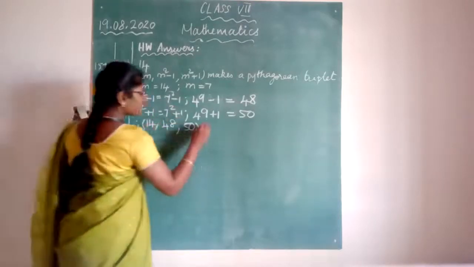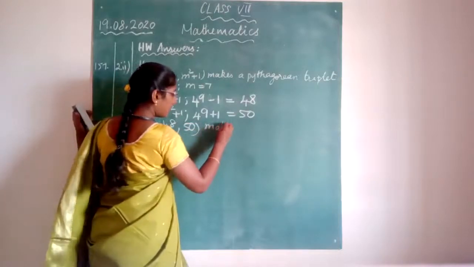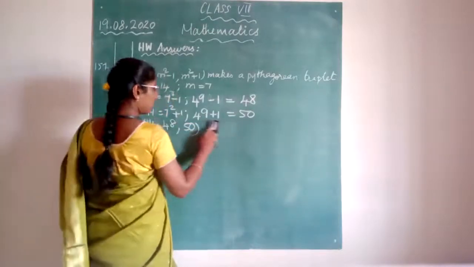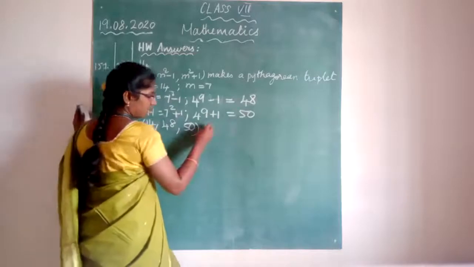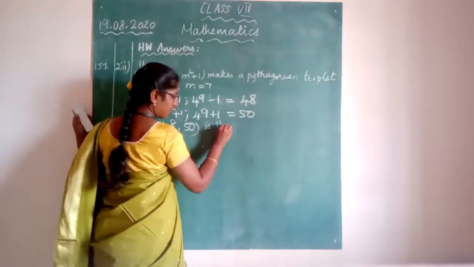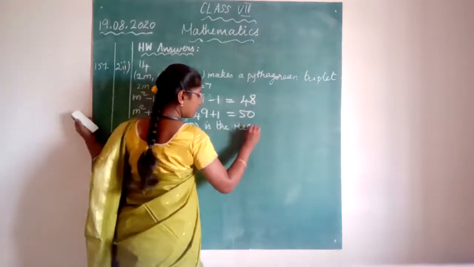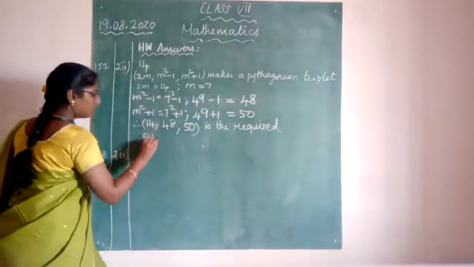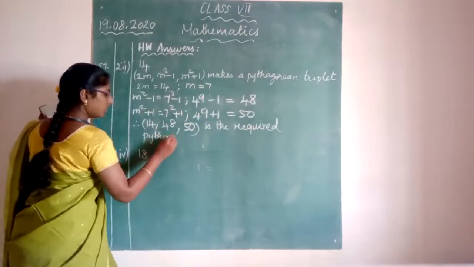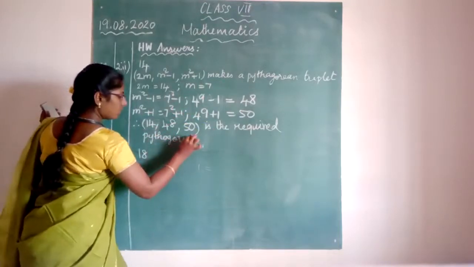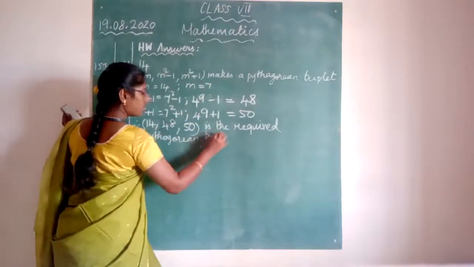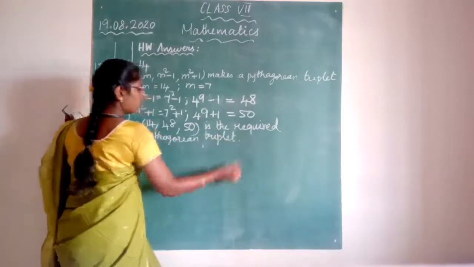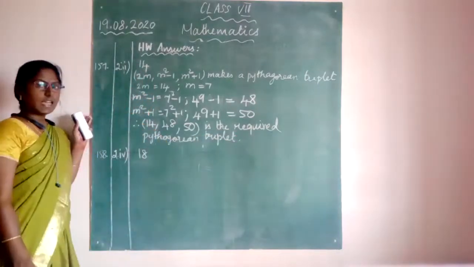Okay. This is the required Pythagorean triplet. Understood? Next we have 18.